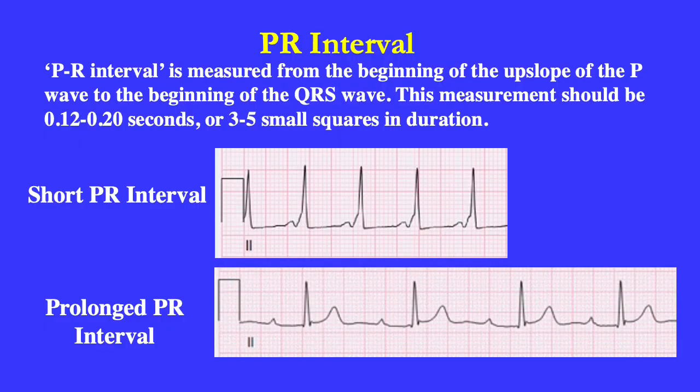PR interval is measured from the beginning of the upslope of the P wave to the beginning of the QRS wave. This measurement should be between 0.12 to 0.20 seconds, or 3 to 5 small squares in duration. In the top strip of the EKG, the PR interval is really short, and this is seen in pre-excitation. In the bottom strip shown on the slide, the PR interval is prolonged and is also known as first degree atrioventricular block.